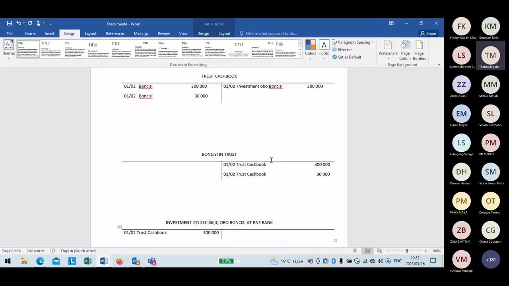On 2 February, you pay 12,000 to SARS for transfer duty. You pay transfer duty to SARS, 12,000. Do you follow? Yes. It's a disbursement, not so? Yes, it is. How do you deal with a disbursement? You pay out of the trust cash book. You create a trust cash book. Credit, yes, 12,000.